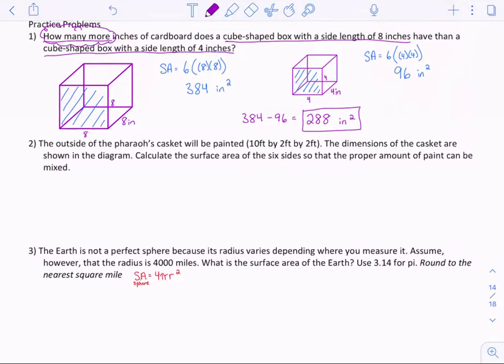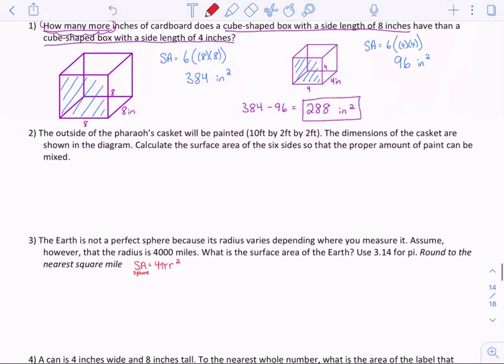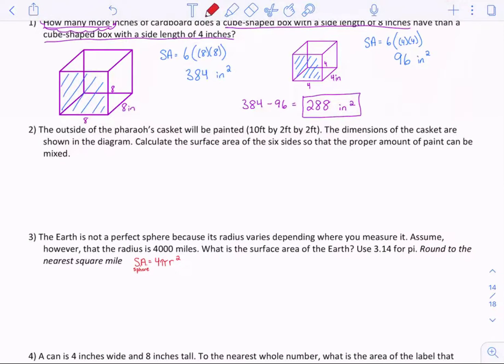Okay. Ooh, question number 2 sounds interesting. The outside of a pharaoh's casket, like you would find in Egypt, in the pyramid, will be painted 10 by 2 by 2. Can you draw a casket? So if I had to draw a casket, I would draw it as a rectangular prism. Again, rectangle has 2 squares, and when you connect the corners, there we go. The only reason why I knew to draw squares because they said 2 by 2. So yes, that's the reason why I started out with the 2 squares here.